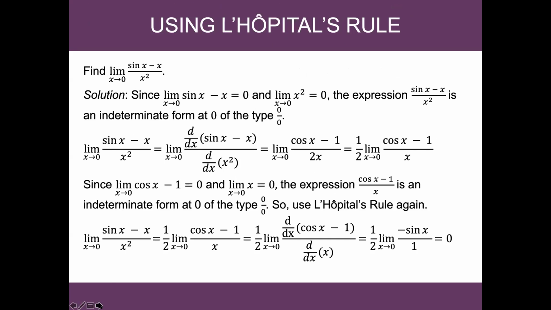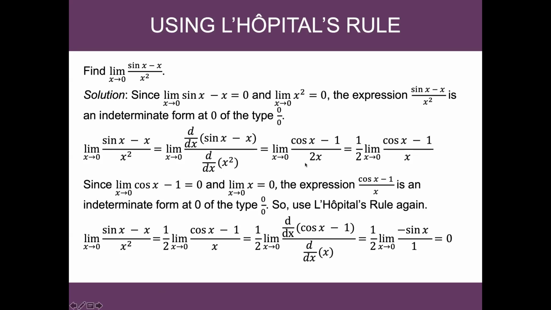We check the numbers again now. Plug in 0 for the limit. All right, so we've got this value up top. Plug in 0 to cos. Cosine of 0 is 1. 1 minus 1 is 0. Okay, and when you plug in 0 to the denominator, you get 0. You get 0 again. So you've got 0 over 0 again.